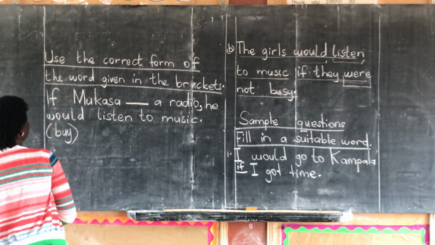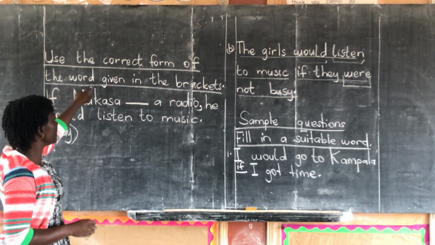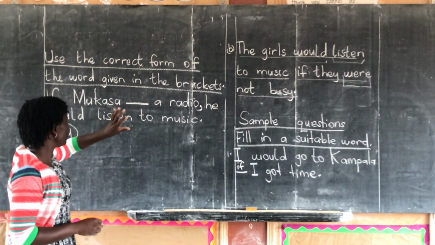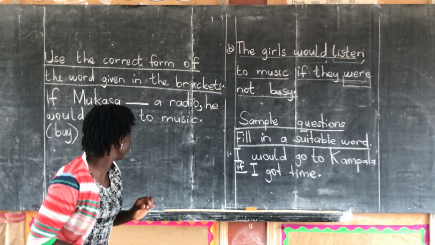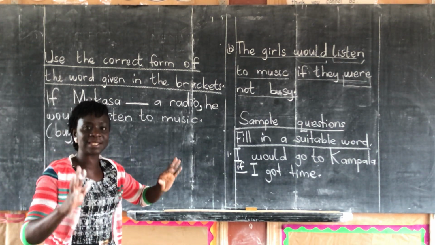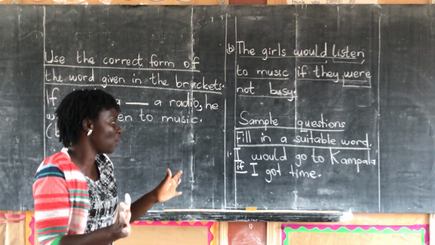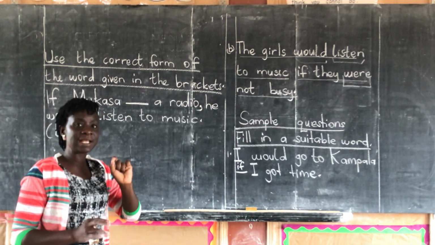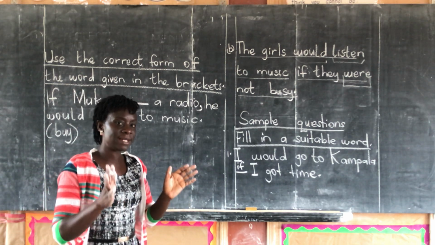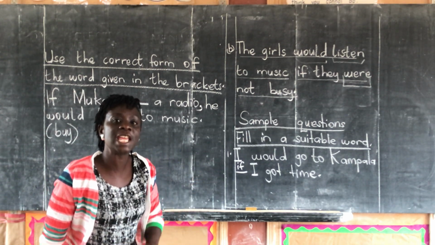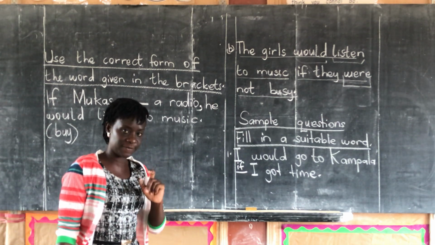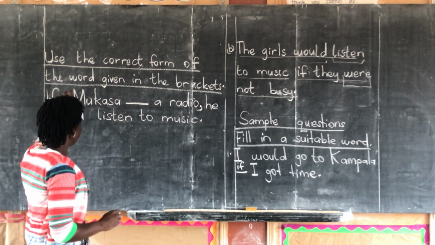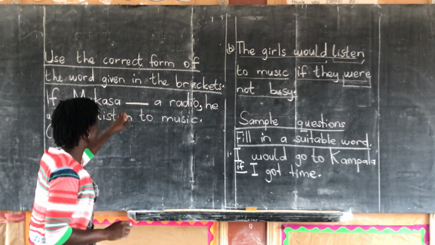When we come here, it says use the correct form of the word given in the brackets. If Mukasa dash a radio, he would listen to music. As a candidate, the moment a sentence begins with if or has if anywhere, here the if is in the middle, here it's at the beginning, the moment a sentence has got the word if, they are testing ifs. Now, for you, what should you know? You have read the question.